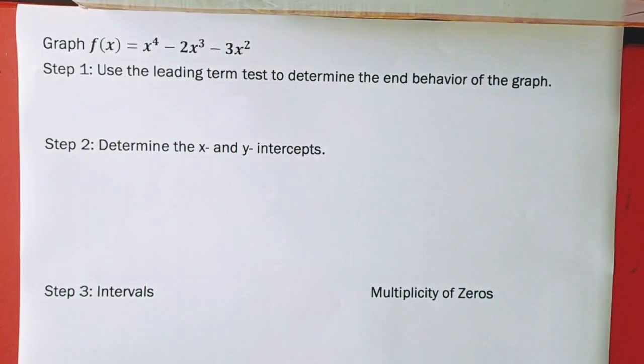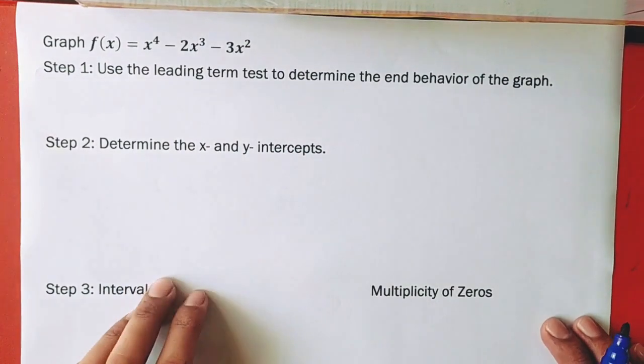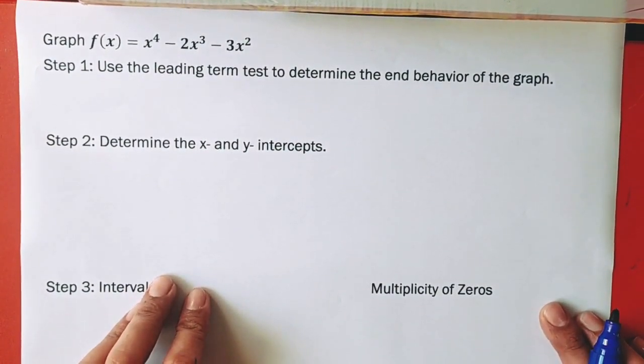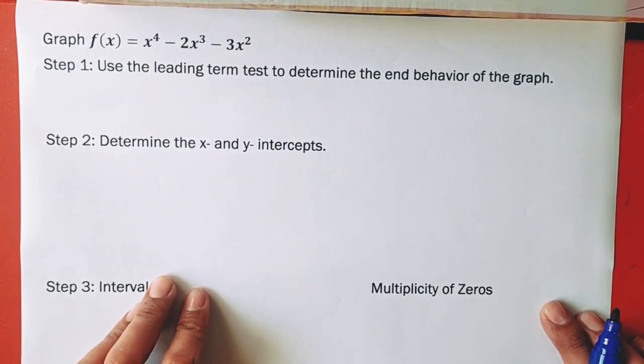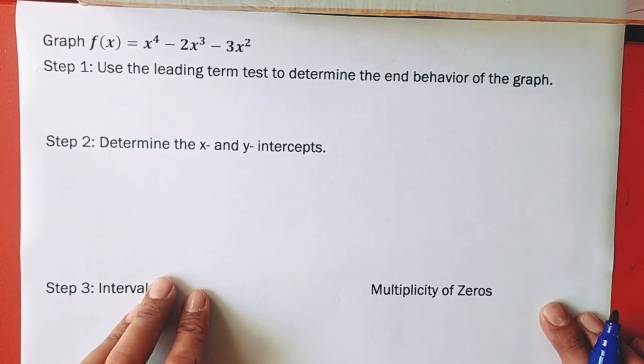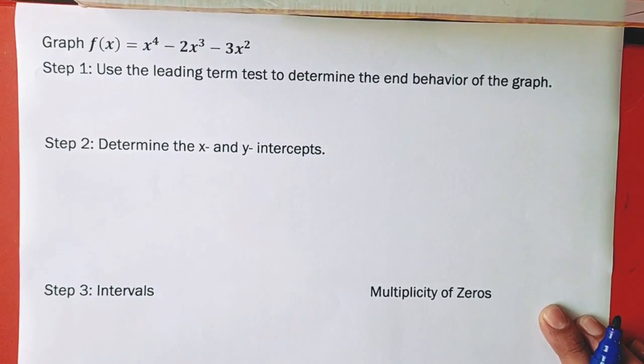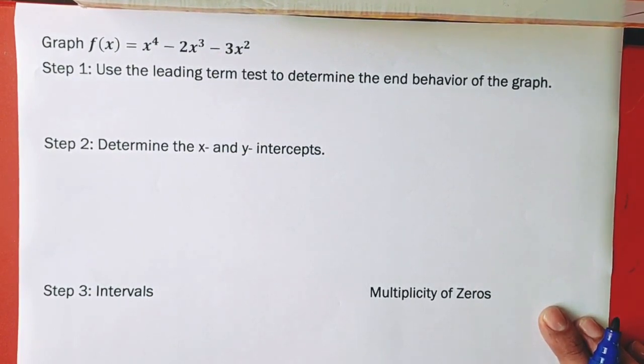So this time I will teach you how to graph polynomials. We have steps here to follow in order to graph polynomials. So we have here example number 1. f of x equals x to the power 4 minus 2x cubed minus 3x squared. This is in standard form. So, step 1, use the leading term test to determine the end behavior of the graph. You already know how to get the end behavior of the graph.